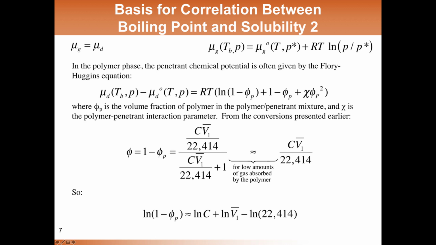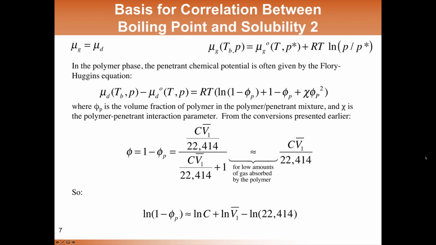And so this is the expression for the chemical potential of a penetrant in a polymer. You'll remember from the Flory-Huggins expression, phi p is the volume fraction of polymer in that mixture, and so 1 minus phi p is the volume fraction of penetrant. And the chi here is the polymer-penetrant interaction parameter.